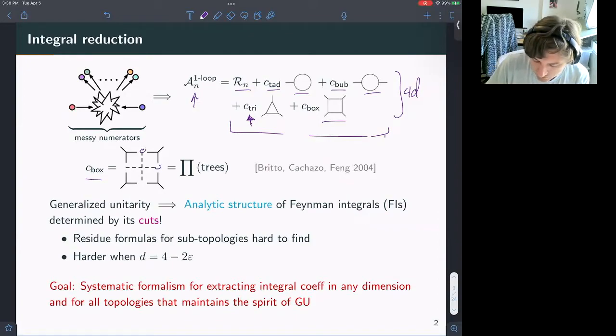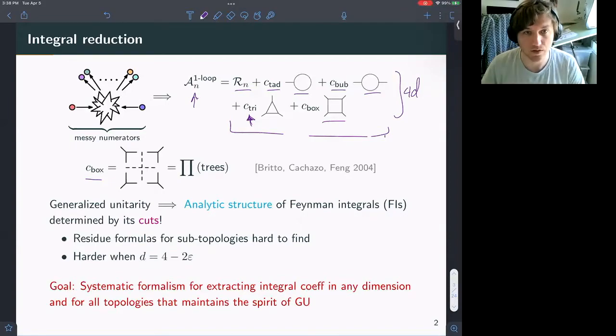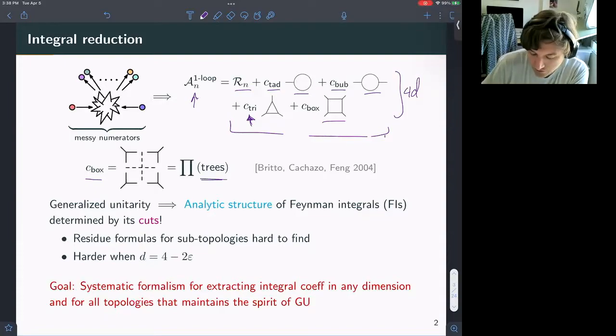A particularly beautiful result is that the box coefficient is obtained by taking the residue on each of these propagators. So I cut each one of these propagators, and when I cut a propagator, the amplitude factorizes into a bunch of tree level amplitudes. So this 4-point amplitude is factorizing into a bunch of trees, and this coefficient is literally just the product of these trees. This method is particularly appealing because we're building up a complicated 1-loop integral from already understood simpler observables, which are tree level amplitudes.